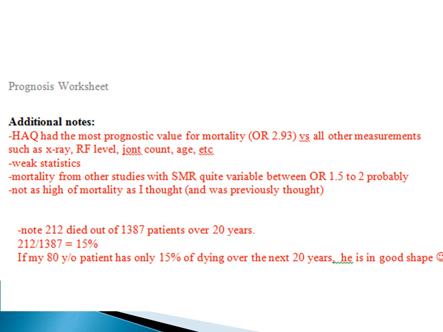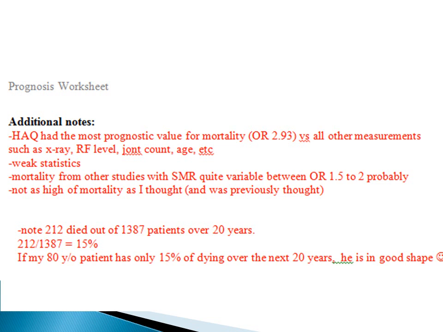Other ideas, things I thought of from going through this worksheet, is that the health assessment questionnaire, which was developed in the 70s, had the most prognostic value for mortality, which is the main discovery of this paper, with an odds ratio of 2.93. So really comparing to the people who did not have that high score on the HAQ, but still within that group, these people were 3 times as likely to die, basically.